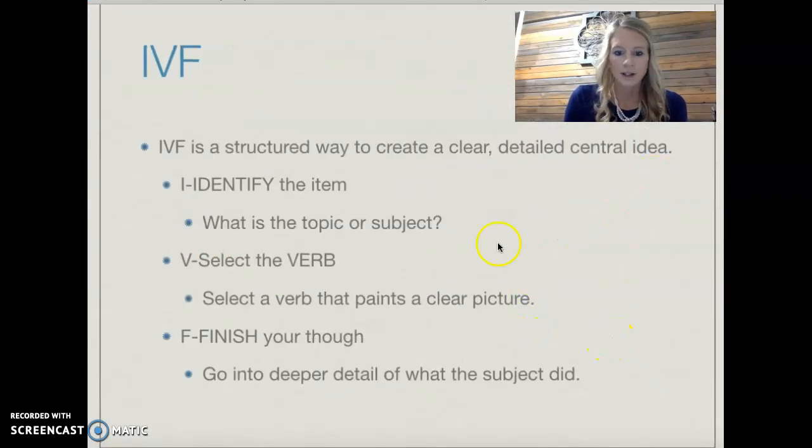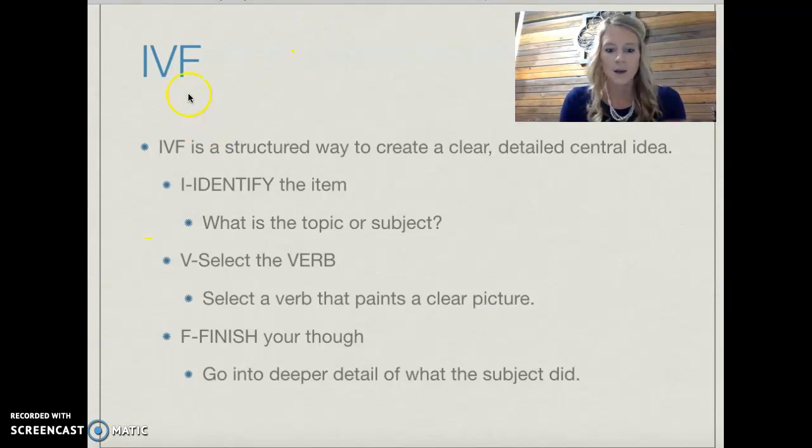The next part is the F, which is finish your thought, and that should be a T. There's a typo. So finish your thought. You need to go into deeper detail about what the subject did. To do that, you pull the most important details from the text, put them into your own words, add a couple of sentences, and you're good to go.